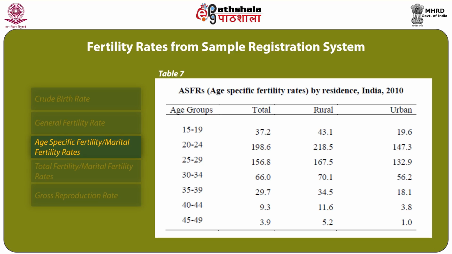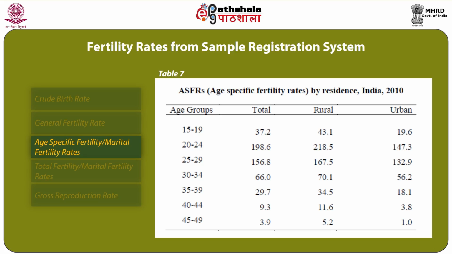For instance, in the age group of 30 to 34, the age-specific fertility rate in the total population refers to 66.0, and as usual in rural areas it is relatively higher at 70.1, whereas in urban areas it is 56.2. And in the next age group, 35 to 39 years, the total population has shown an age-specific fertility rate of 29.7, whereas in rural areas it is 34.5, and in urban areas 18.1.